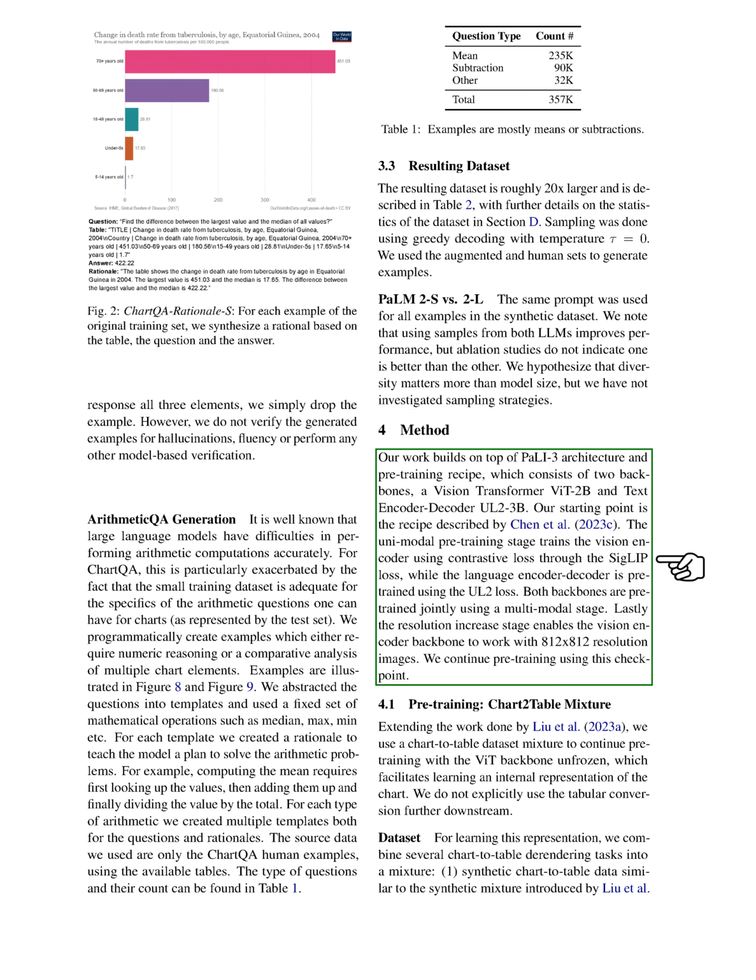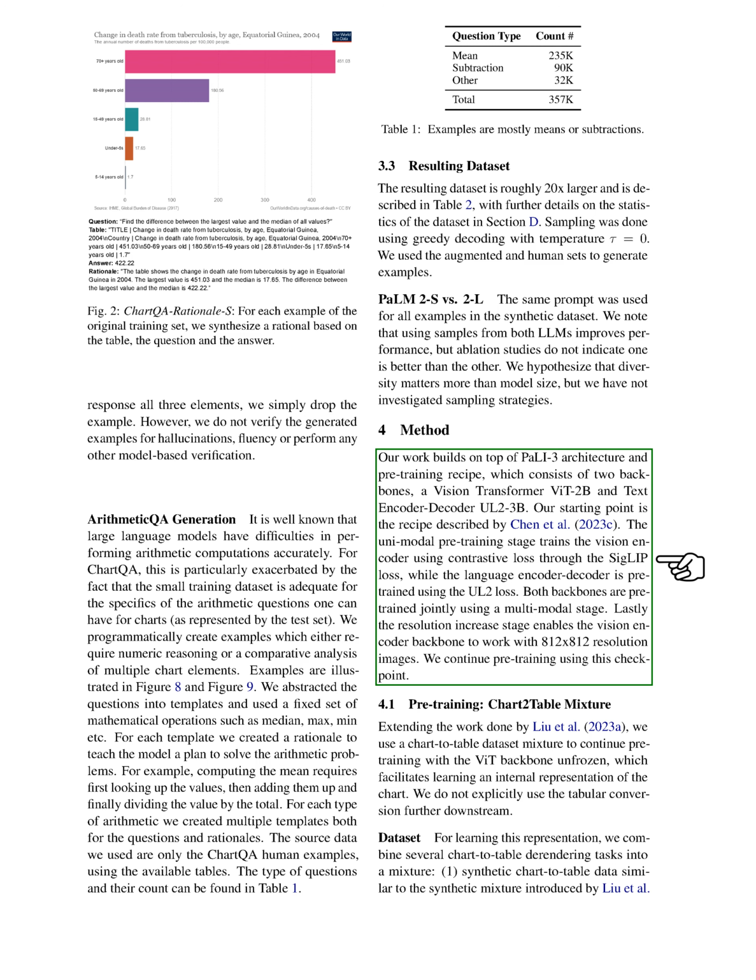Our approach is based on the Poly-3 architecture and pre-training recipe, which includes two main components: a vision transformer VIT2B and a text encoder-decoder UL2 3B. Initially, we followed the recipe outlined by the authors. The pre-training process involves training the vision encoder with a contrastive loss using the SIG-LIP loss and the language encoder-decoder with the UL2 loss. Both components are pre-trained simultaneously in a multimodal stage.